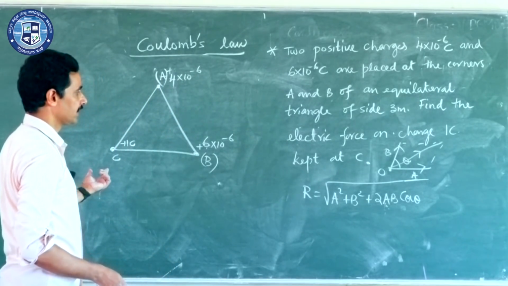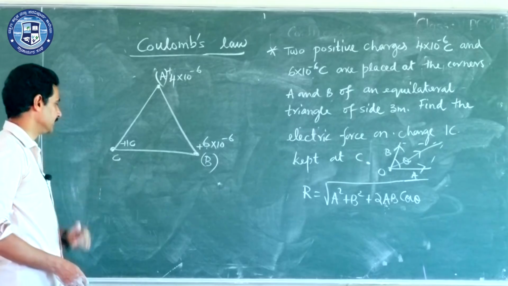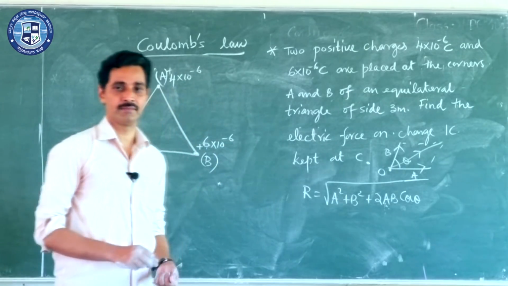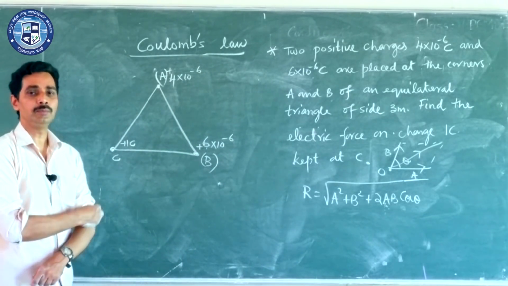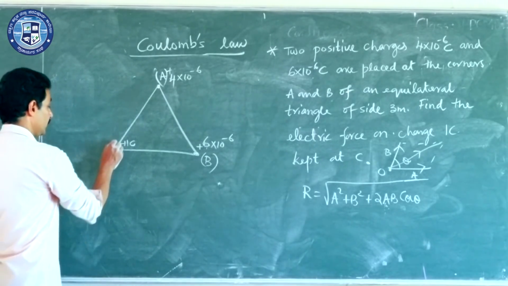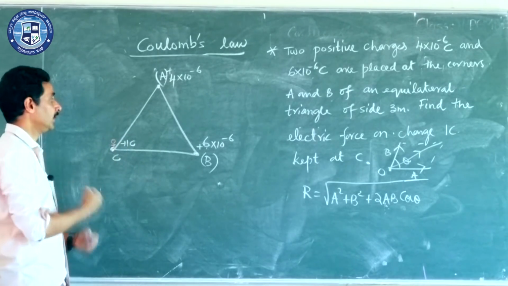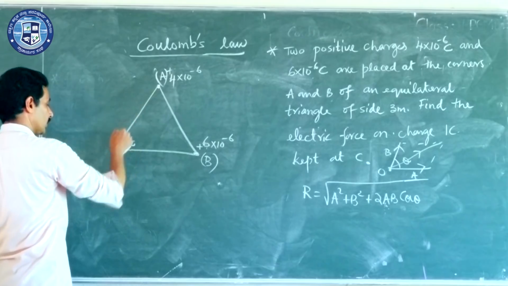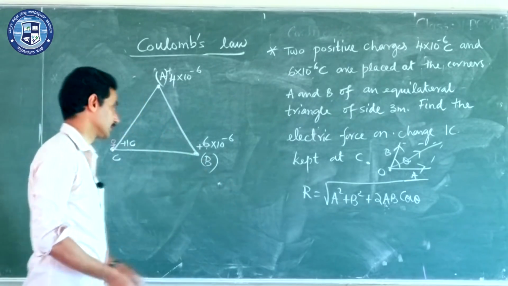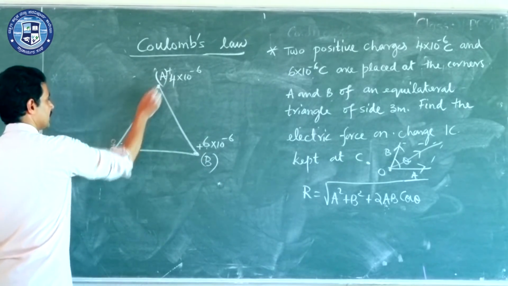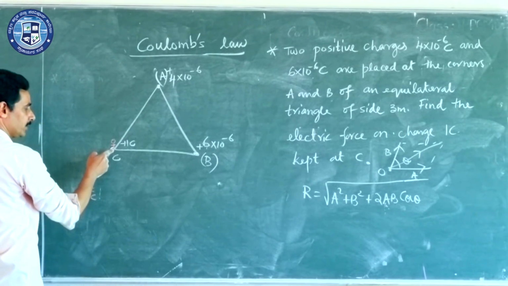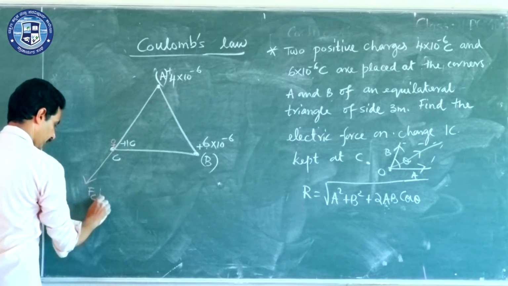So if I want to write what is the electric force acting on the charge kept at C, first of all I have to write how many forces are experienced by the charge kept at C. Take 1 Coulomb, put it in your pocket, and see how many people are pushing you. That 1 Coulomb will be repelled by this 4 microcoulomb. In Coulomb's inverse square law, the force acts along the line joining the charges. So this is the force on C due to A.